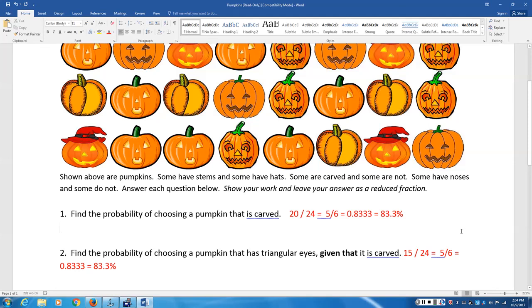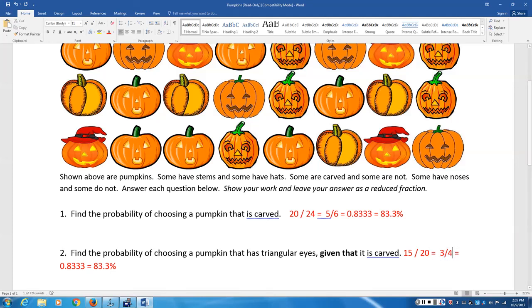Yes? The fraction you have, 5/6, how do you get that when you can't divide 15 or 40? Oh, that's not right. I just copied and pasted. Okay? So how many carved pumpkins do we have? Because 24 is all of them. Not all of them were carved. How many are carved? 20. So that would be 3/4.